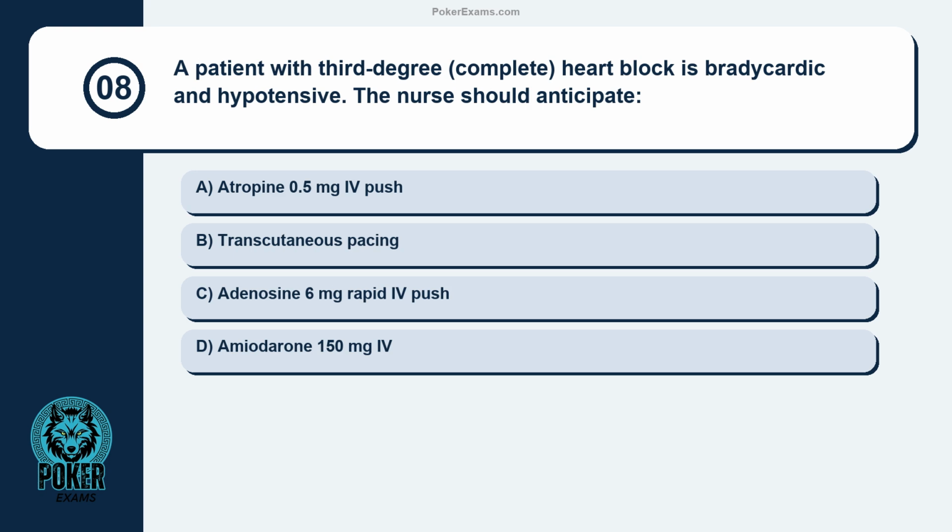Question 8. A patient with third-degree complete heart block is bradycardic and hypotensive. The nurse should anticipate: atropine 0.5 milligrams IV push, transcutaneous pacing, adenosine 6 milligrams rapid IV push, amiodarone 150 milligrams IV.